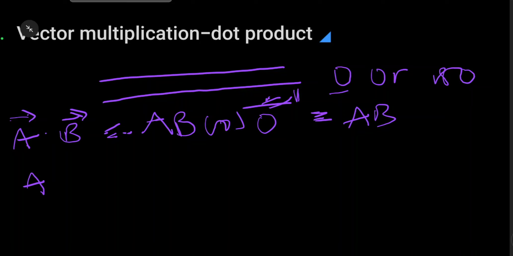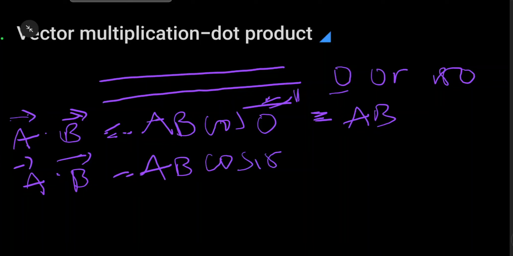How about if we have the angle as 180? That is the magnitudes AB times cos 180. We should have negative AB. So we should know that it's only the sign that changes between 0 and 180.